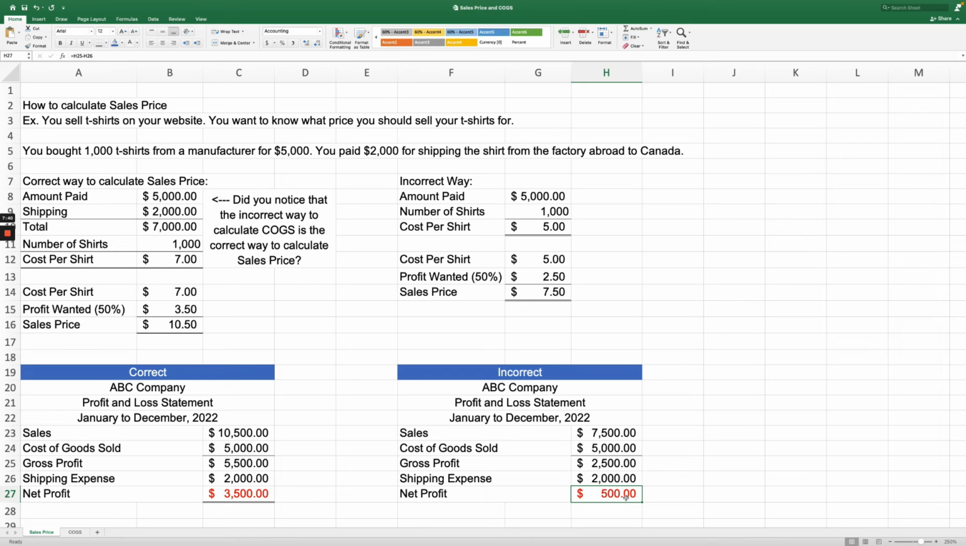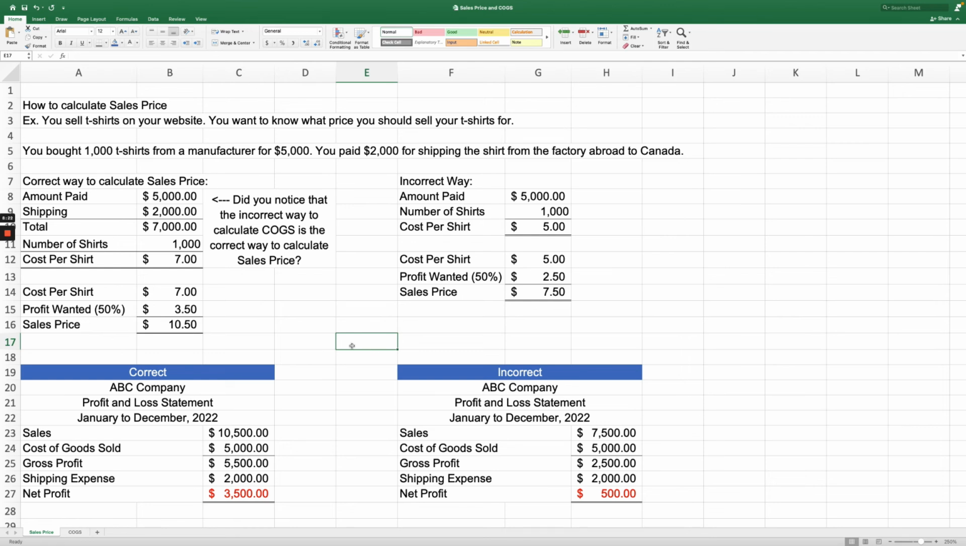So you can see here, the net profit that you want, $3.50 times 1,000 shirts, is the net profit that you're getting. But because you calculated your sales price the wrong way over here, your net profit is not the $2,500 that you wanted for $2.50 times 1,000 shirts. Your net profit is only $500 because your sales price is incorrect, right? So that's how you calculate cost of goods sold and your sales price for Shopify, Etsy, Amazon, any e-com store. This is how you should calculate it.